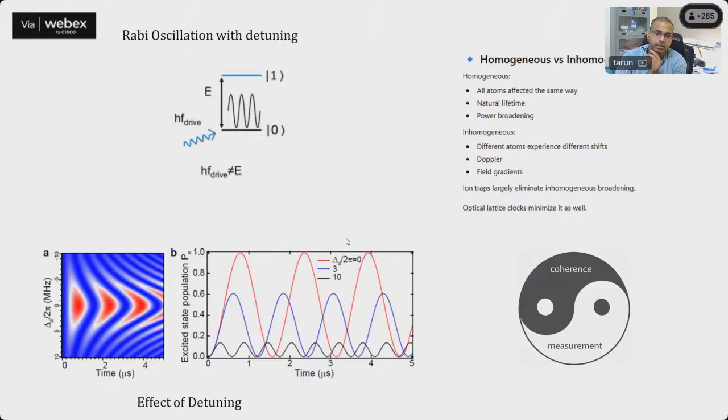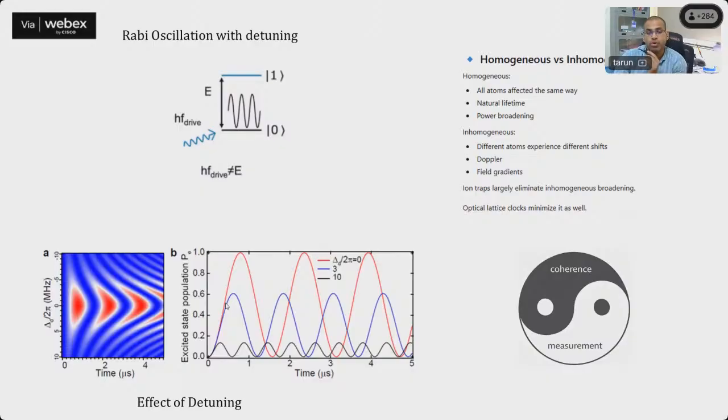If it is not on resonance, you see the contrast, the population is not reaching 1, it is going down, and the oscillation frequency is also changing. If you increase the detuning, the frequency is also increasing. Contrast is definitely going down. You are unable to transfer the whole population from 0 to 1. So that is the important thing.